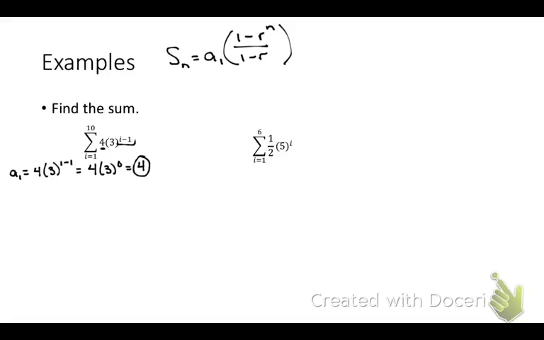Now, with my rule, I need to find the first term. I need to know what is r. What number is going to get multiplied all the time? The 3. Okay? It's the number that's the base. The base of your exponent, that is your r. So the base is 3. And then the last part, how many terms are we going to add up? 10.